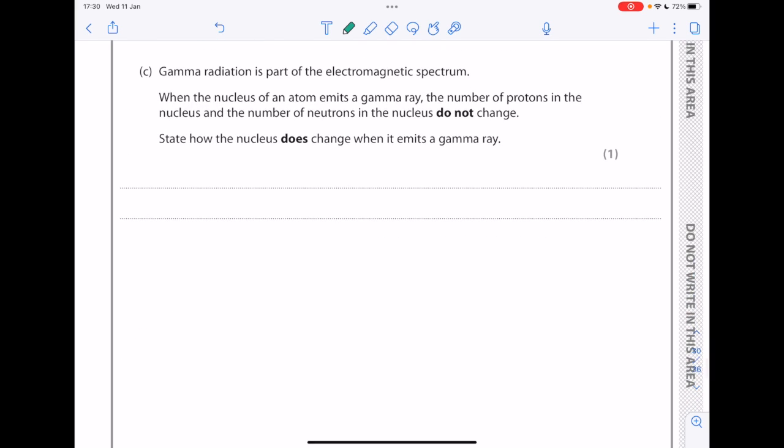Gamma radiation is part of the electromagnetic spectrum. When the nucleus of an atom emits a gamma ray, the number of protons in the nucleus and the number of neutrons in the nucleus do not change. State how the nucleus does change when it emits a gamma radiation. It actually becomes more stable as that energy is emitted.